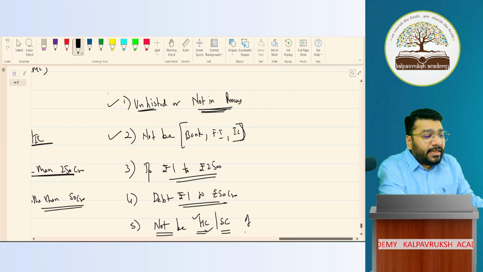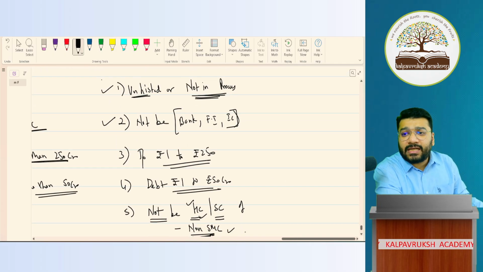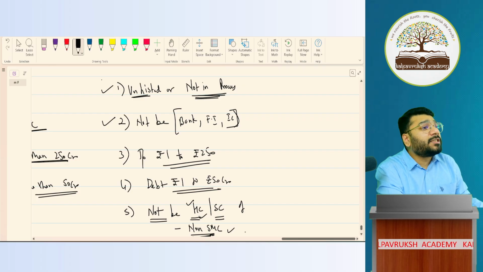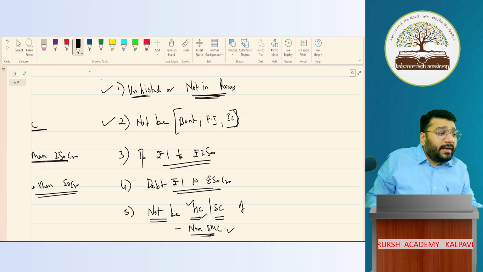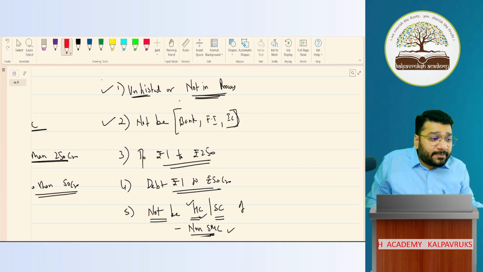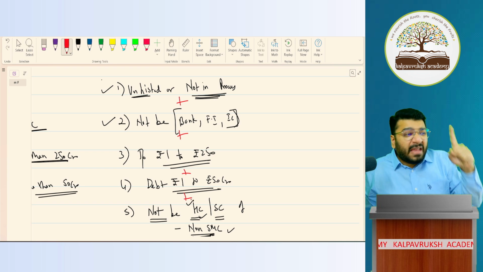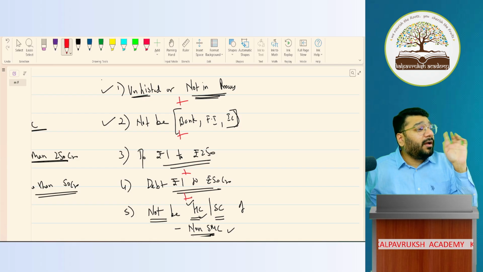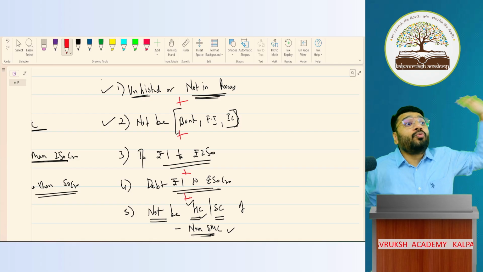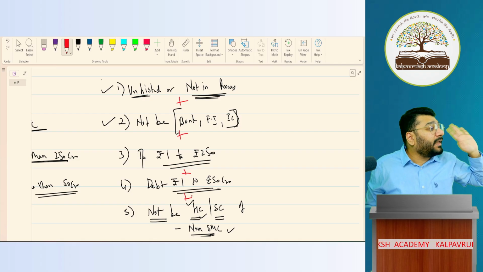If all these 5 conditions are satisfied, you may call the company a small and medium sized company. All these conditions have to be cumulatively satisfied. It is an "and" condition; all together have to be satisfied. Out of these 5, if any one is violated, you either become a big company or a super big company. Okay, clear or not clear?